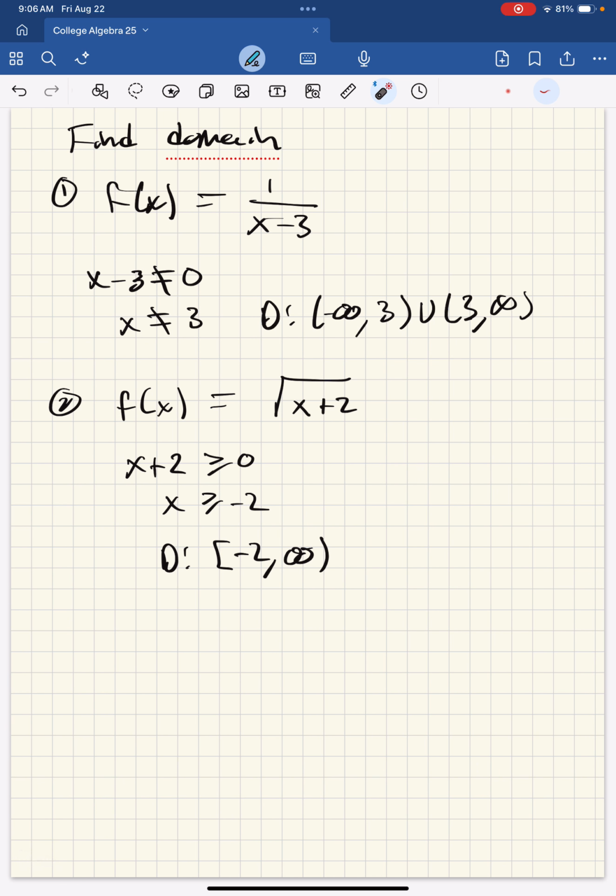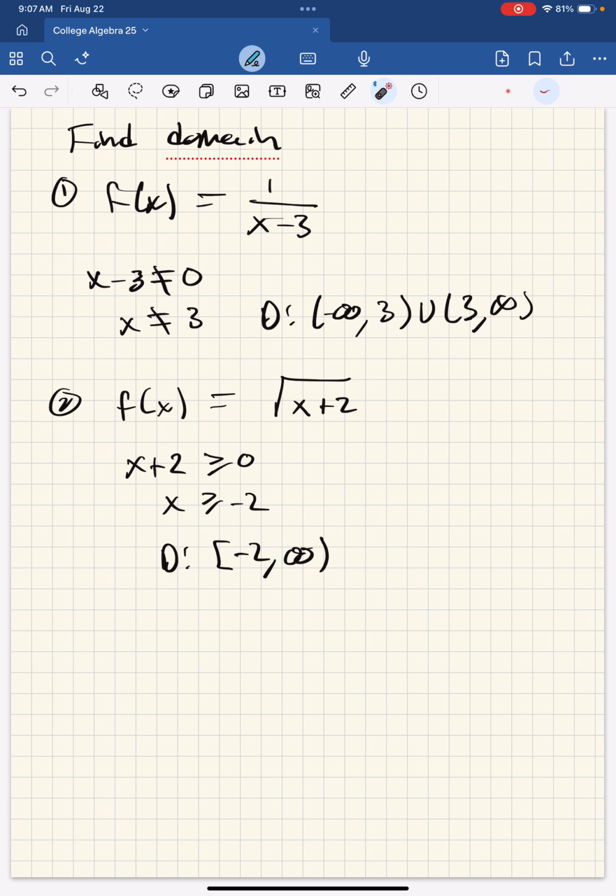Then we're going to practice finding the domain. So here we have a rational function. Remember, division by 0 is not defined. So if we have x minus 3 in the denominator, then x minus 3 cannot be 0. Add 3 to both sides. This says x cannot be 3. So it is valid for x to be any number except 3. And then this is how we would write that using interval notation.